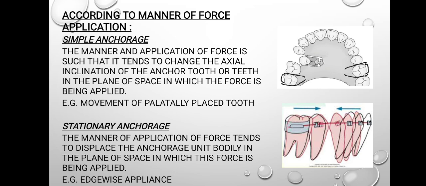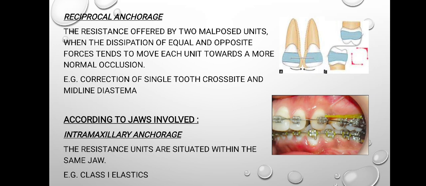Example, edgewise appliance. Reciprocal anchorage: the resistance offered by two malposed units when the dissipation of equal and opposite force tends to move each unit towards a more normal occlusion. Example, correction of a single tooth crossbite and midline diastema.